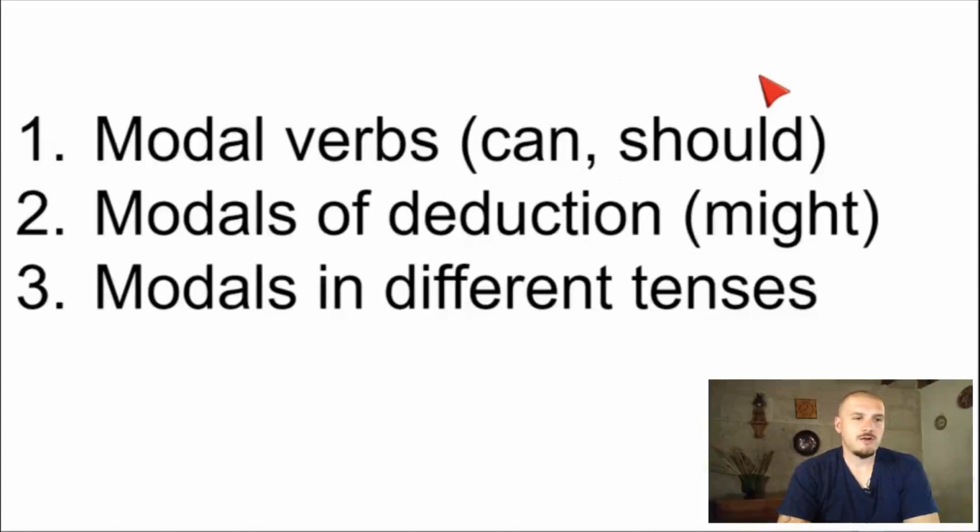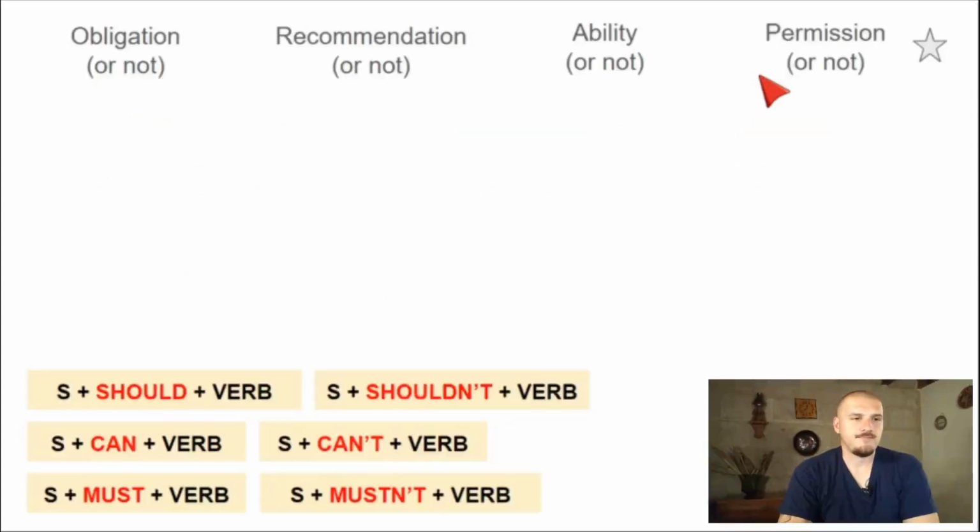Let's begin. So the first thing we are going to study is modal verbs like can and should. So, here we have 6 different modal verbs. Should, shouldn't, can, can't, must, and mustn't. Okay? And I want you to decide which category they fall into. Are they obligation or not? Are they a recommendation or not? Are they an ability or not? Or are they permission or not? And there are others, okay?